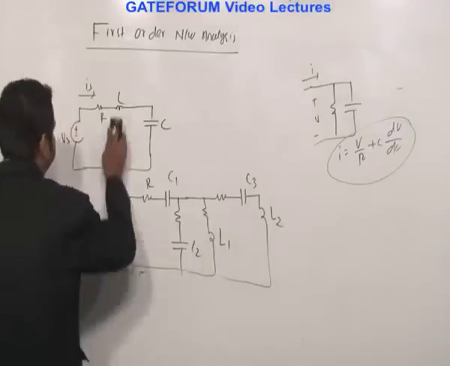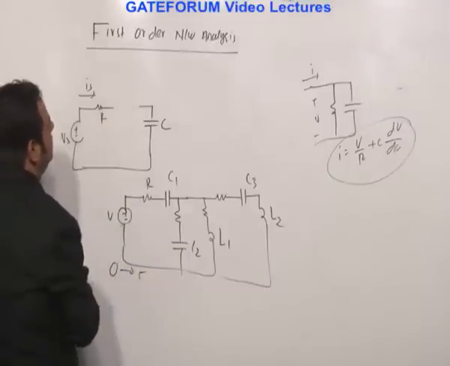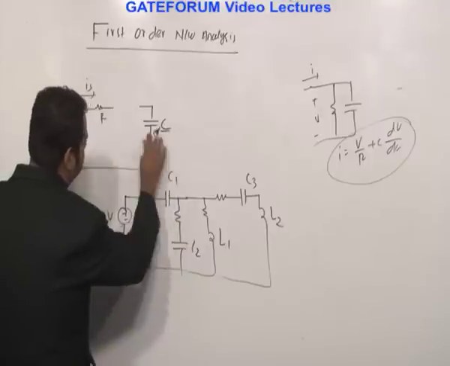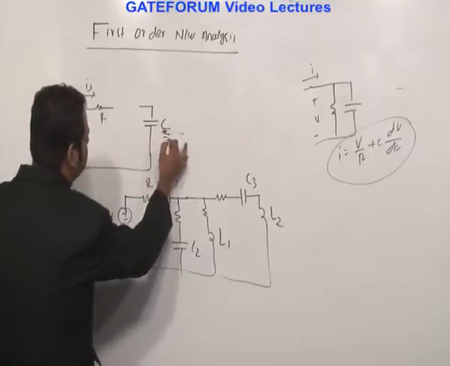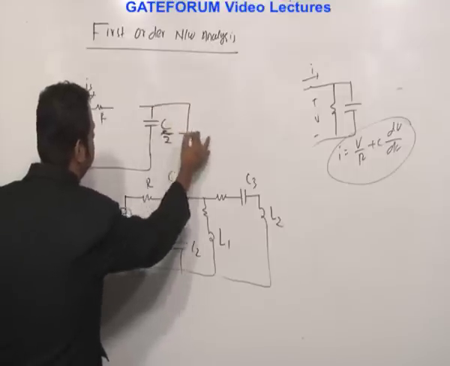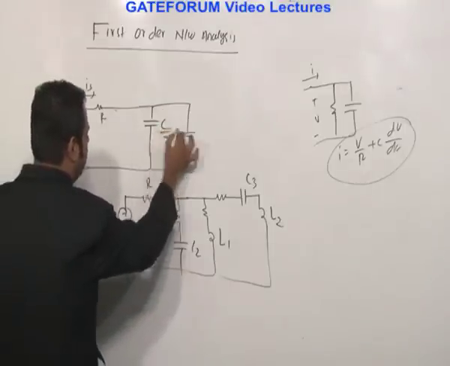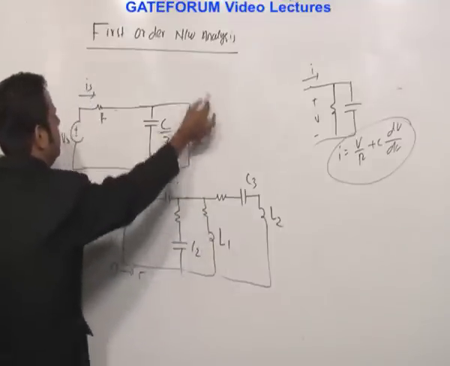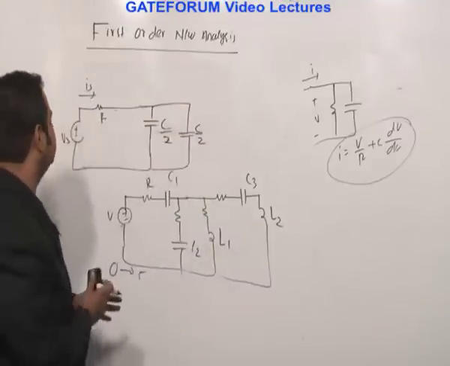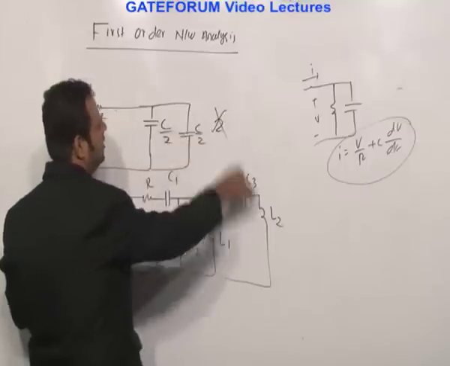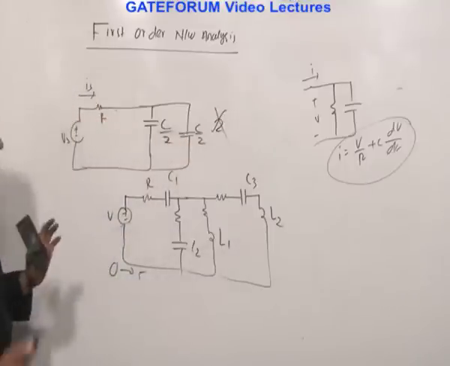Meaning is that some of you can make an argument with me: if this is C, why are you saying it is a first order network? I can say that C by 2 and C by 2 are connected in parallel like this. If it is C by 2 and this is also C by 2, then the equivalent is C. Then I can say that again, because two capacitors, the answer is 2 here. So that is a wrong analysis.